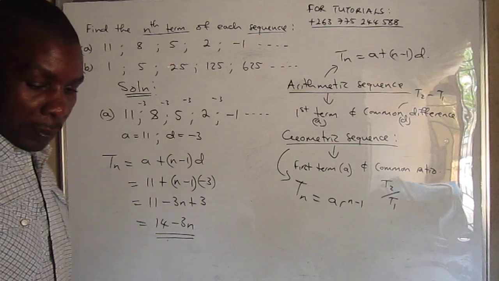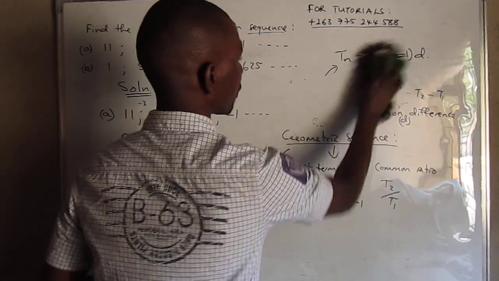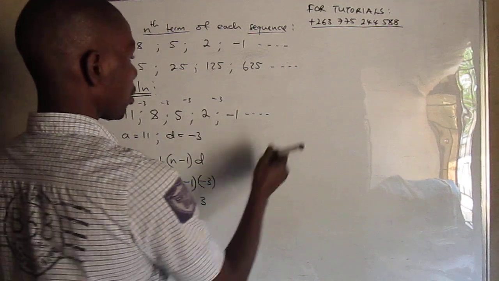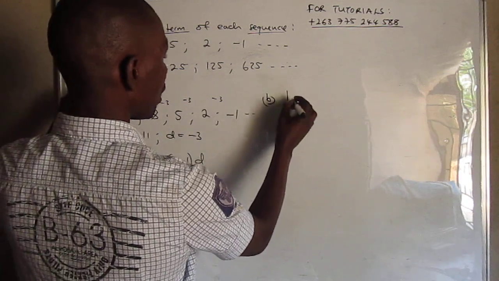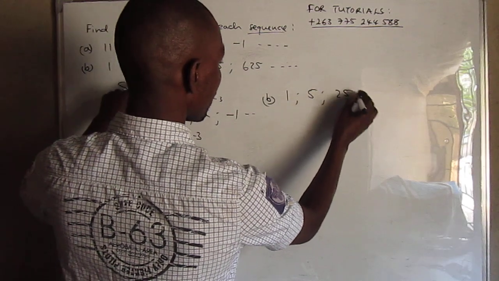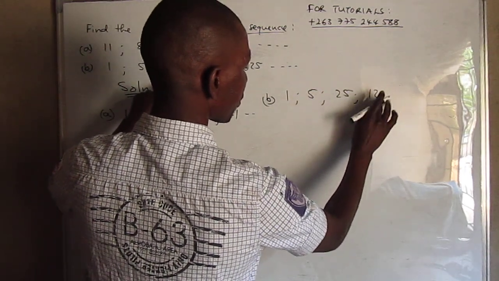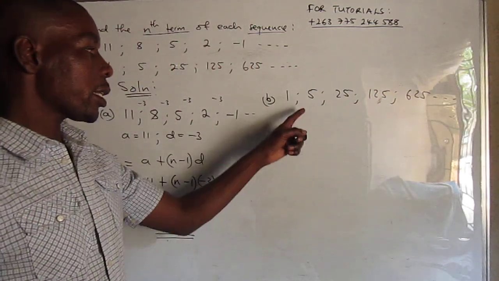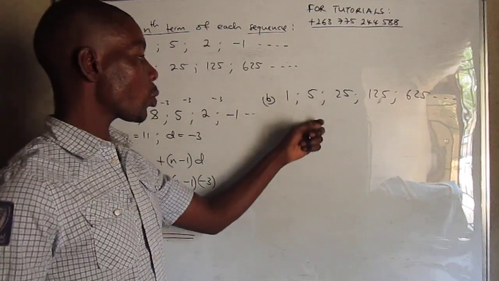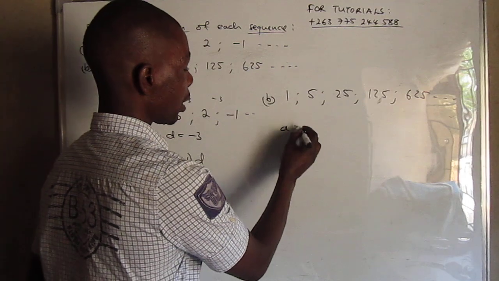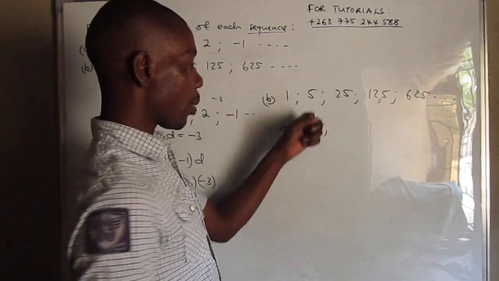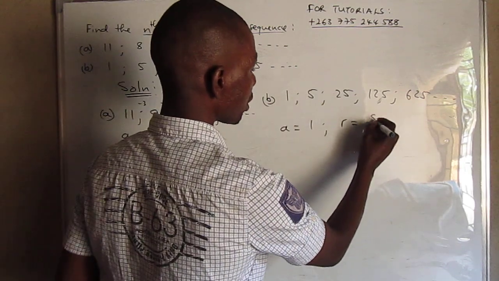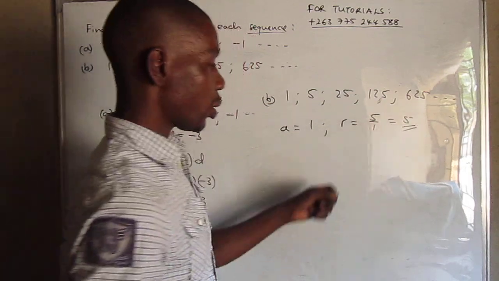So we move on to part B. For part B, we are given 1, 5, 25, 125, and 625. So here we can see that successive terms are being multiplied by a certain number. So we can see that our A is 1. Since we are multiplying by a certain number, it's our common ratio. We can say T2 divided by T1, which is 5 divided by 1, that's 5. So it's a geometric sequence.